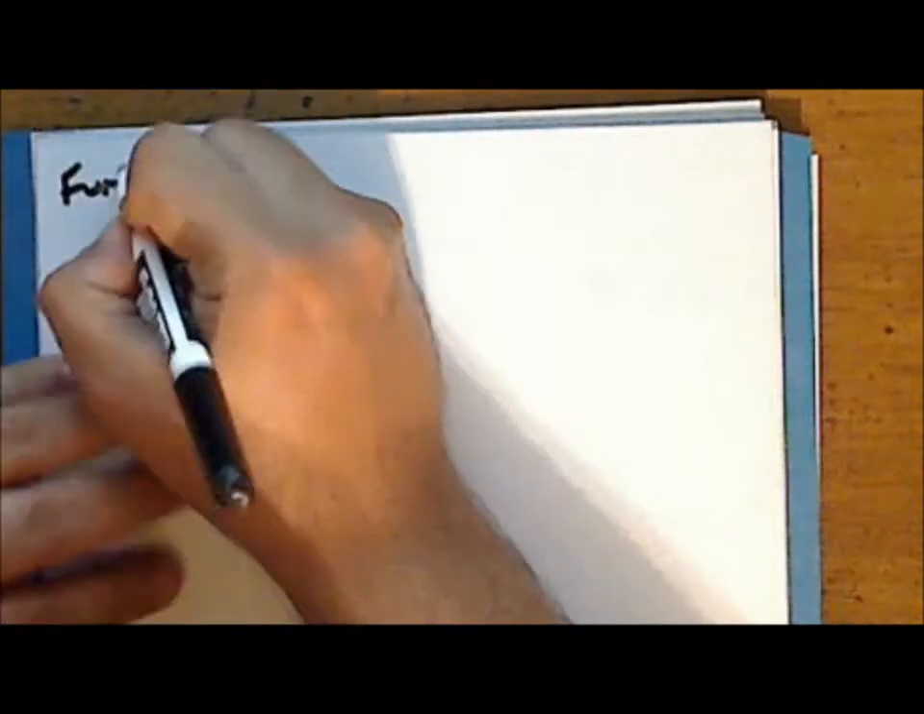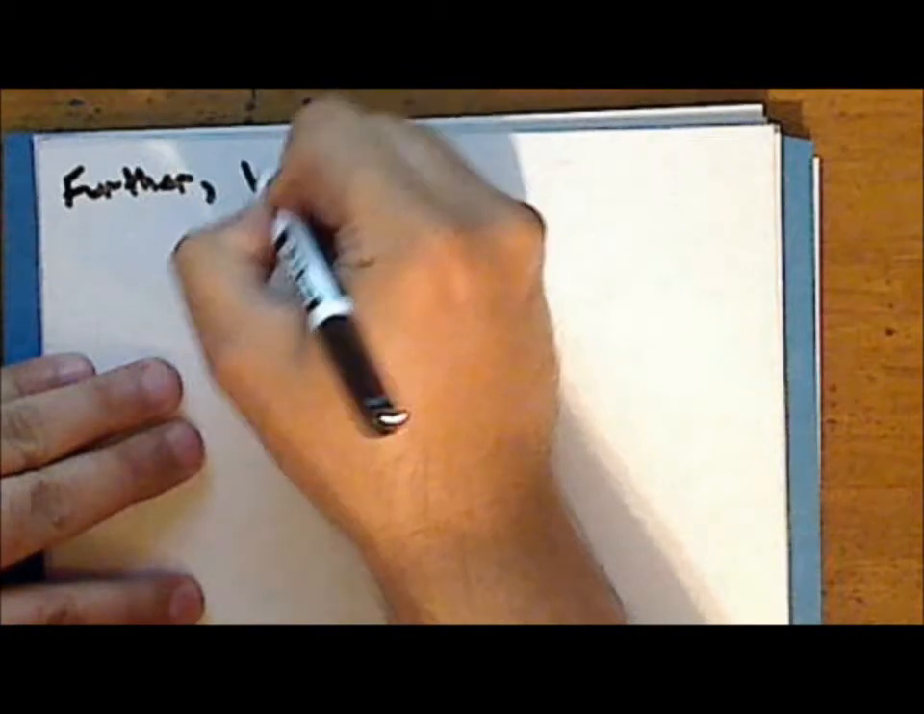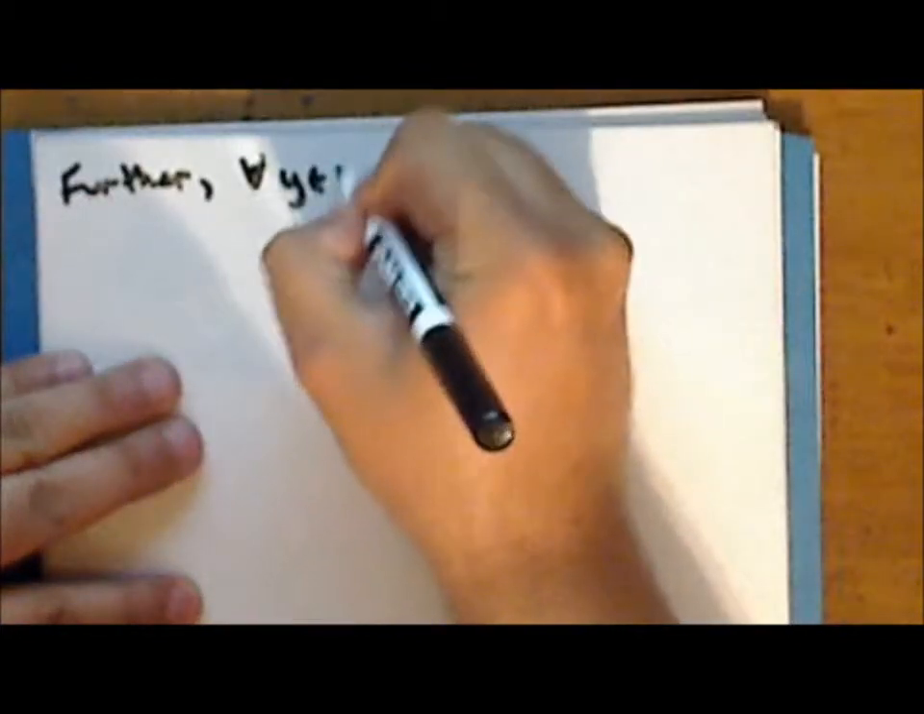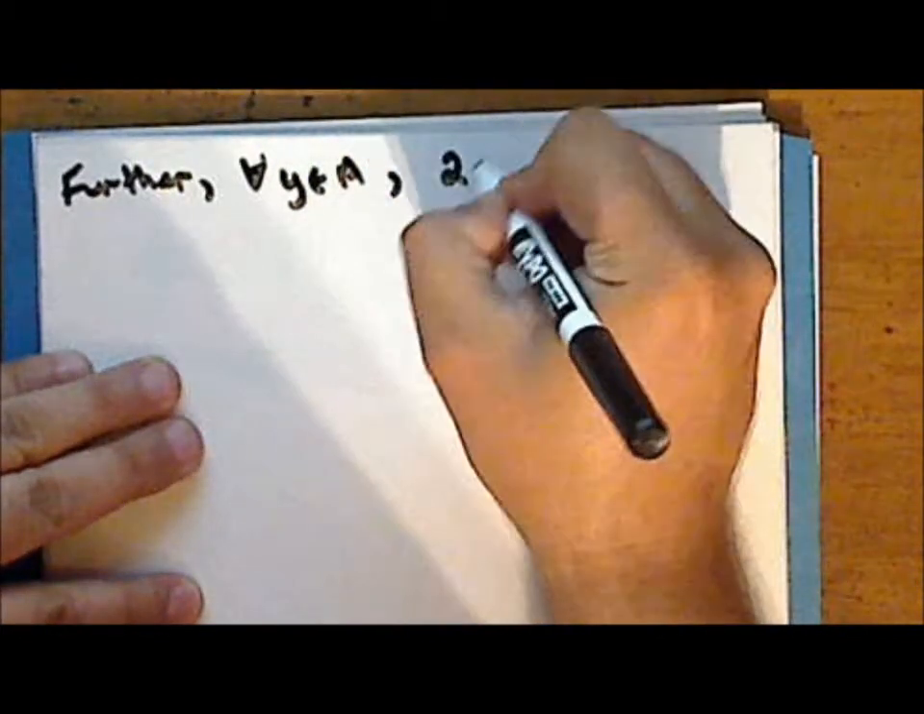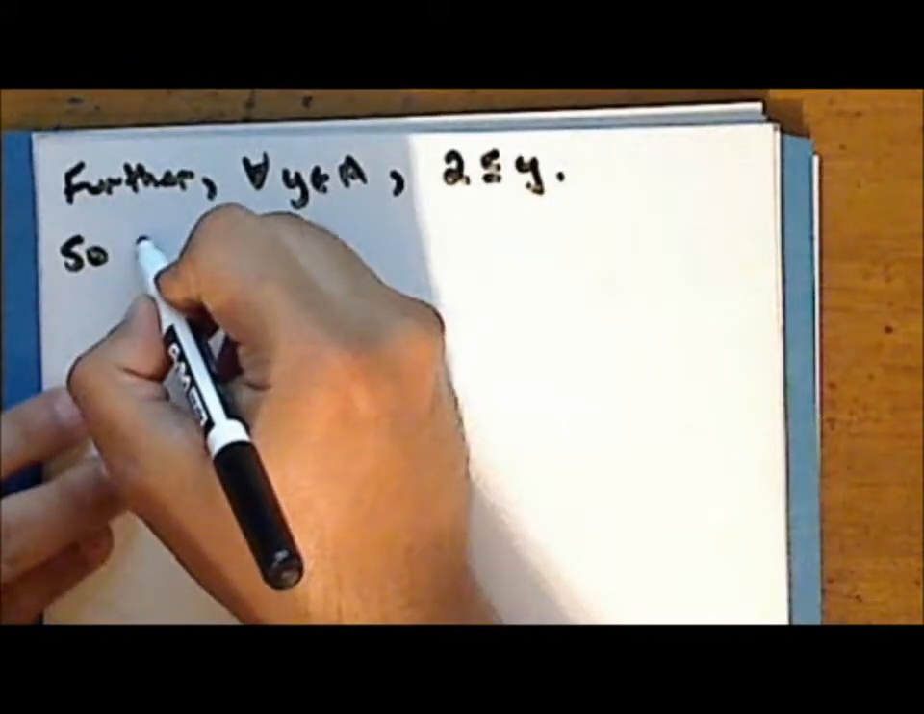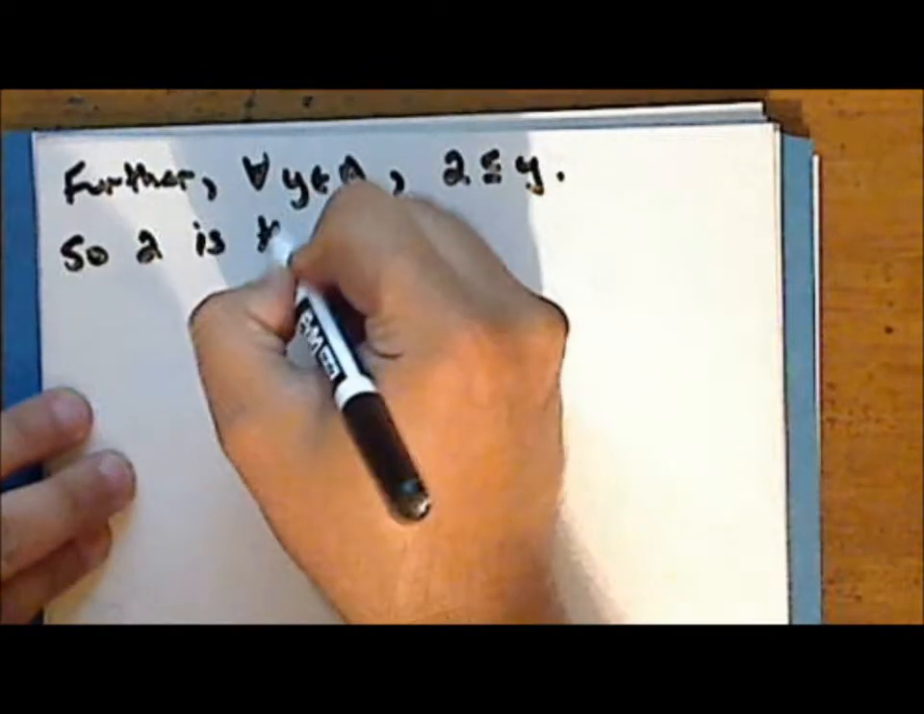Further, for every element Y in the set A, we have that 2 is less than or equal to Y, and so the number 2 is the least element.